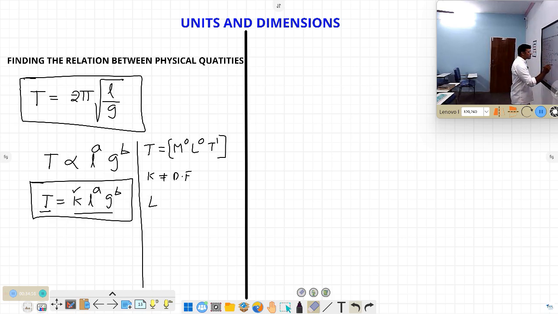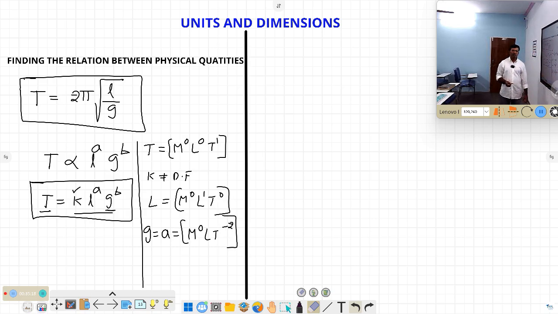What is L? L is length. The dimension formula for length is m0 L1 T0. Next, G is acceleration due to gravity. G is nothing but acceleration. Acceleration dimension formula is m0 L T minus 2. Before solving this, you have to know the dimensions of each physical quantity. Otherwise, you can't proceed. That's why you have to learn well before solving this.